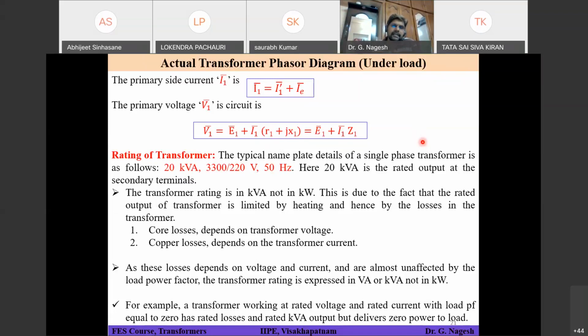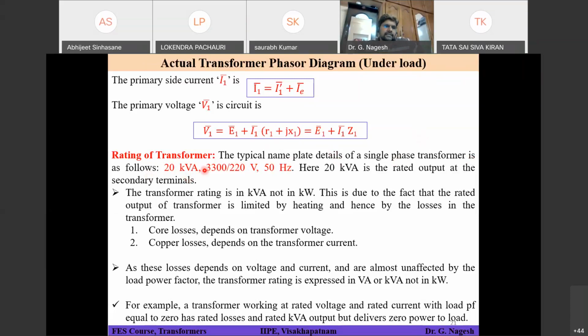Okay, and next, they will mention whether it's single phase or three phase, and to what voltage it can withstand also they will mention. Okay, so the voltage, power, frequency, and number of phases, these are the four pieces of information which will be given on a motor. Okay, right. Similarly, for a transformer, the typical nameplate details of a single phase transformer are as follows.